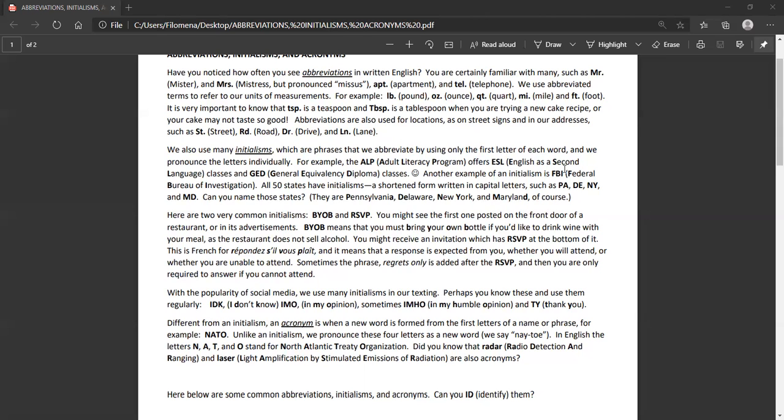Did you know that radar, which stands for radio detection and ranging, and laser, which stands for light amplification by stimulated emission of radiation, are also acronyms? Here below are some common abbreviations, initialisms, and acronyms. Can you ID them? Can you identify them?